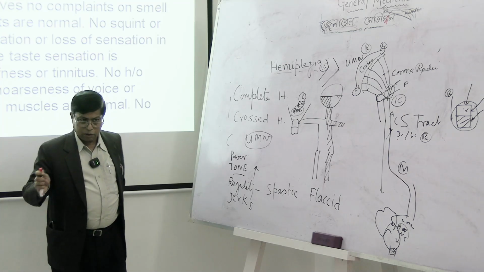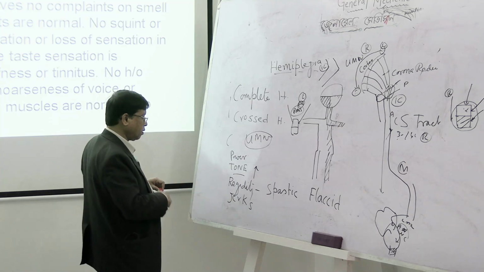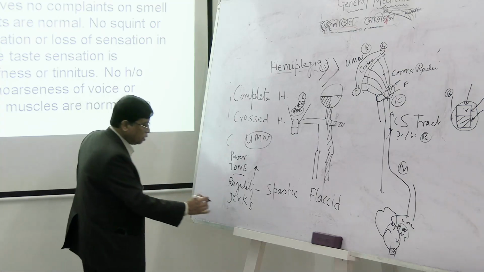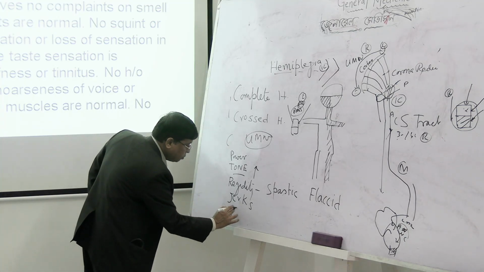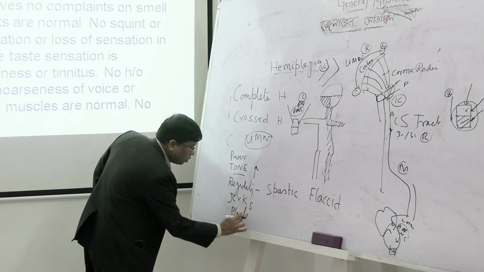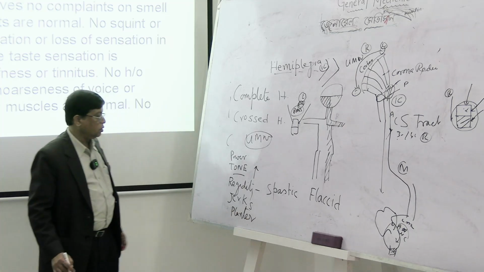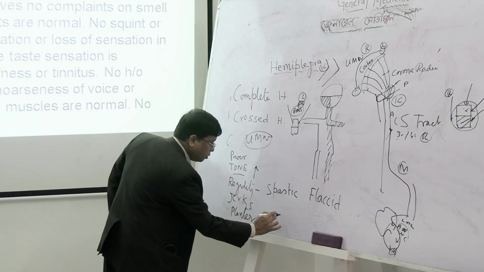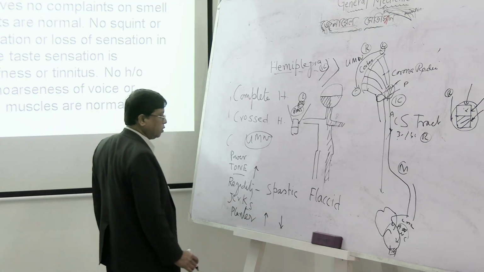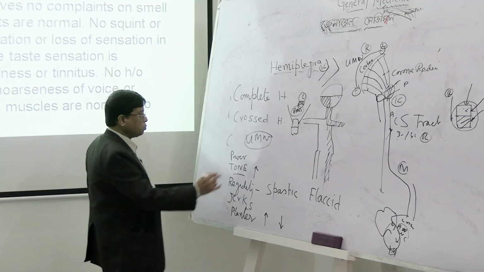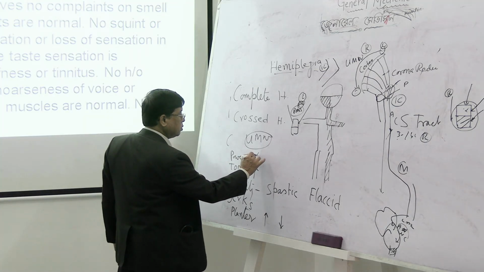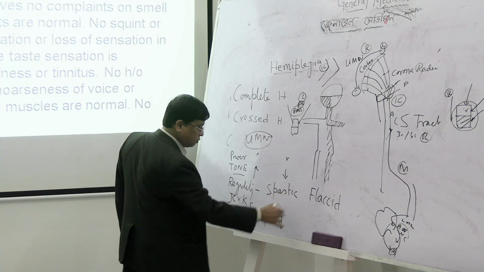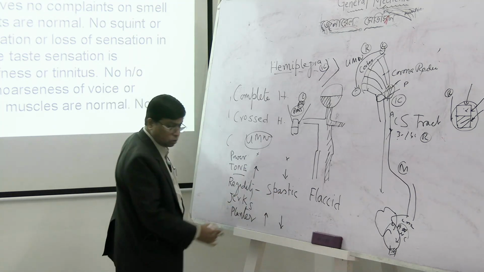But you remember all these things. In few cases what happens, you don't remember. So, jerks will be decreased because it is a lower motor neuron lesion. Then plantar. Plantar will be extensor. It will be flexor in lower motor neuron lesion. So, power is gone, tone decreased, rigidity is spastic paralysis, this is flaccid, and jerks will be decreased.